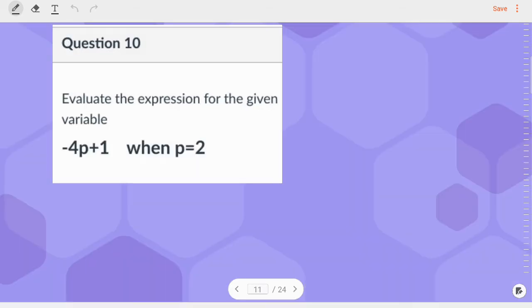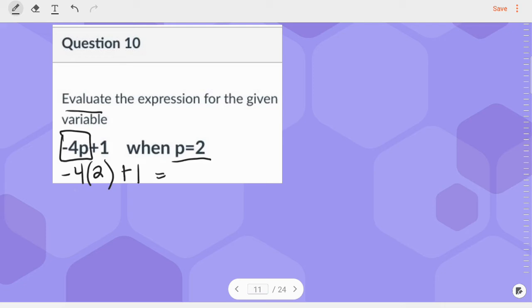Number 10, continuing to evaluate. So replacing. I've got the expression negative 4p plus 1 when p equals 2. When I replace p, I'm going to make sure I put parentheses, because this means negative 4 times p. So negative 4 times 2 plus 1.